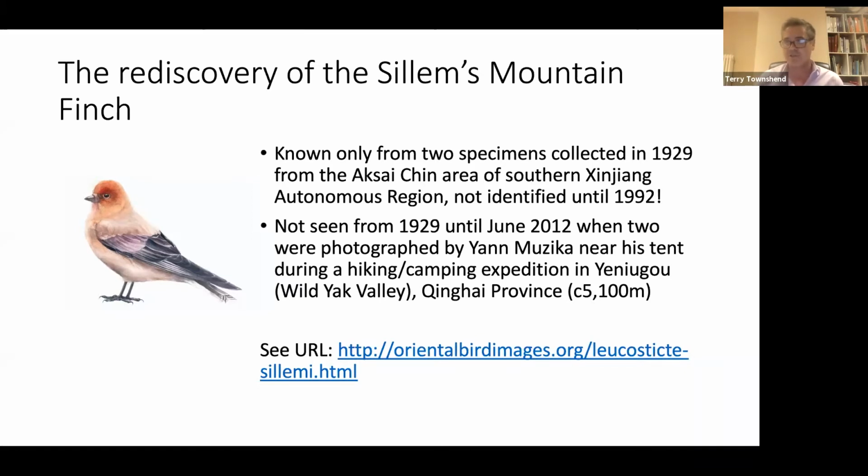And it was only on his return that he sent them to a few people, experts on Asian birds, who raised the alarm. This was the Salim's mountain finch, which hasn't been seen since 1929. And in the last few years, birders have gone there and found these birds in a similar location, but it seems that their distribution is really narrowly defined, and they could be spread out further. Obviously, there's a vast area, and a lot of it is very hard to get to, but a really poorly known bird on the plateau.